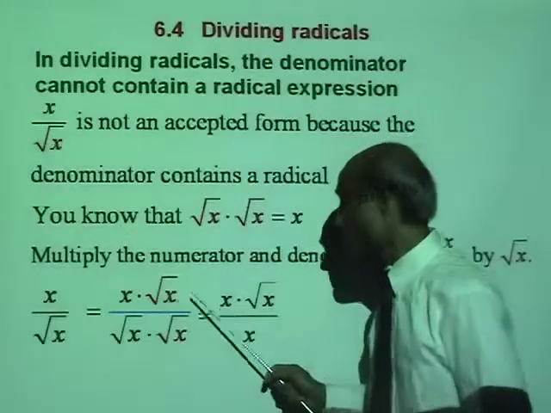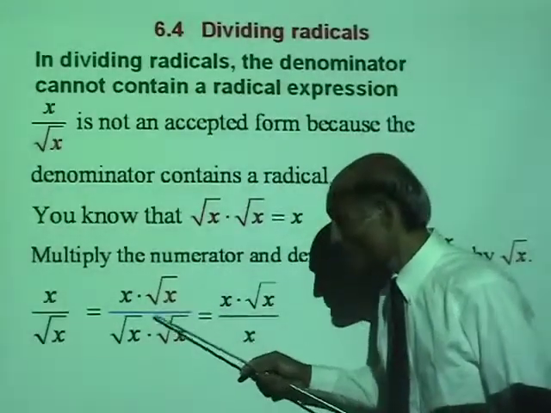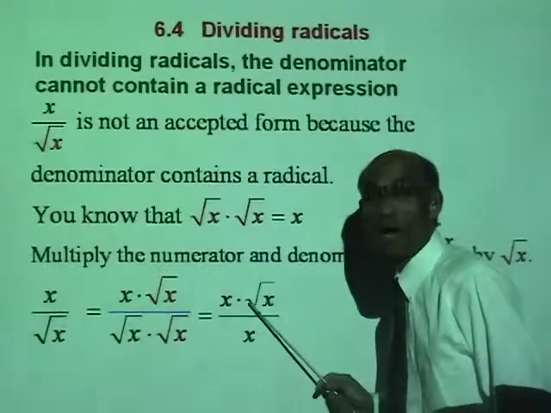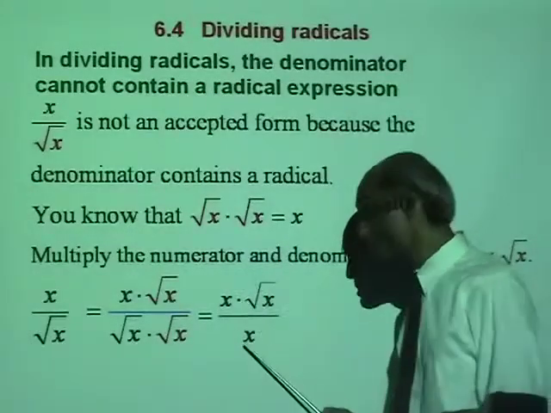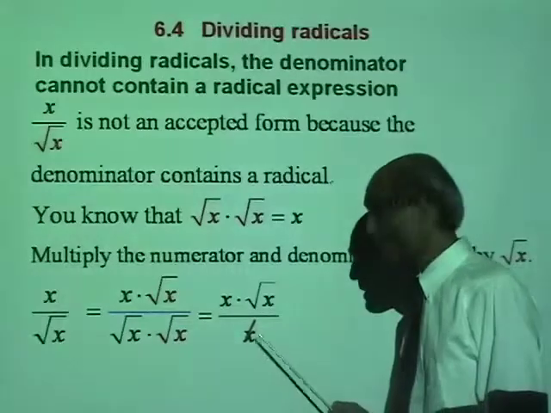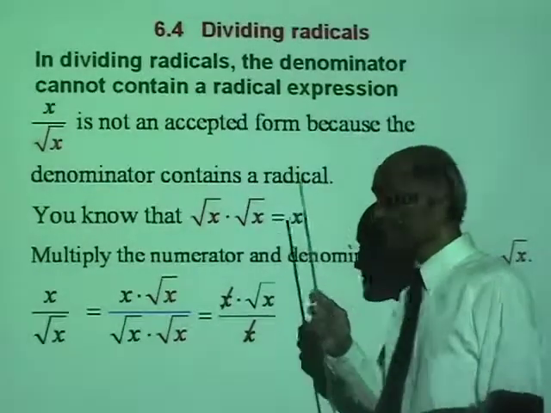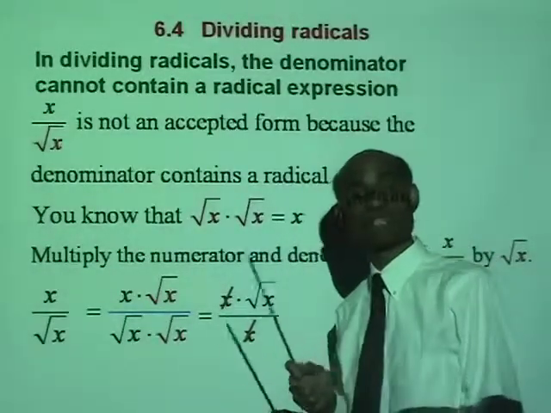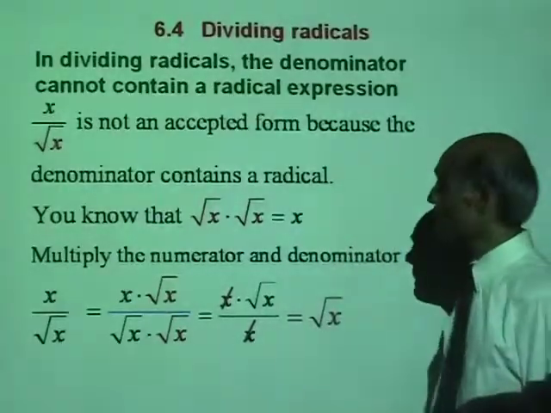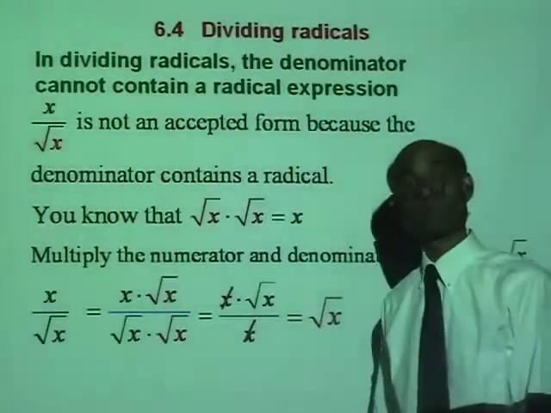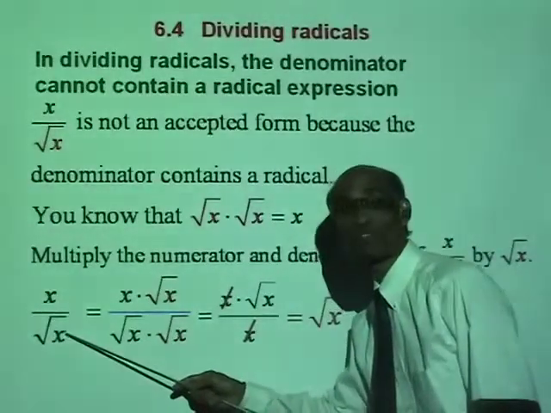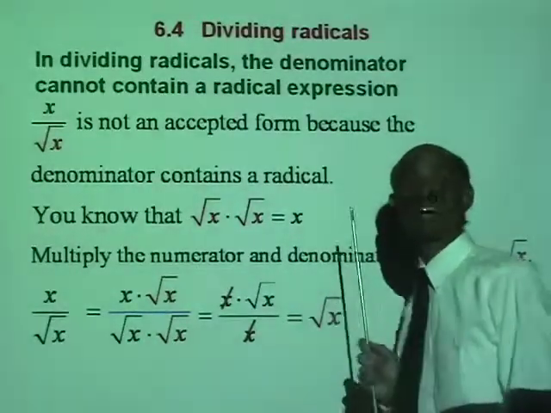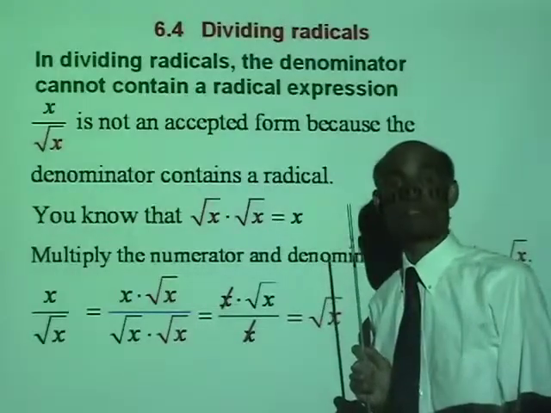So the answer, this has now become x times square root of x divided by x. And you notice one thing, the x on the denominator can now be cancelled with the x on the numerator. The answer therefore is square root of x. You see how x divided by square root of x is simplified as equal to square root of x.